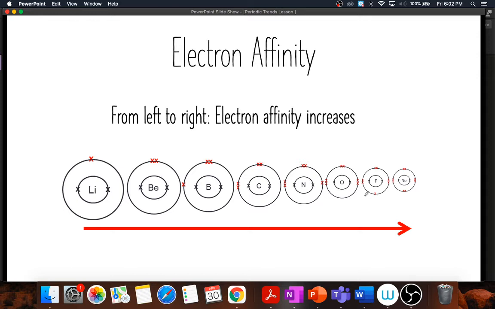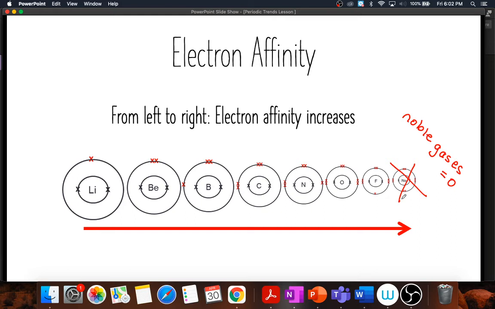Now, it's very, very important for us to note that noble gases, all of them, have approximately an electron affinity of 0. So we do not include the noble gases in this trend, right? They don't necessarily gain electrons. They don't need to. They already have a full shell.